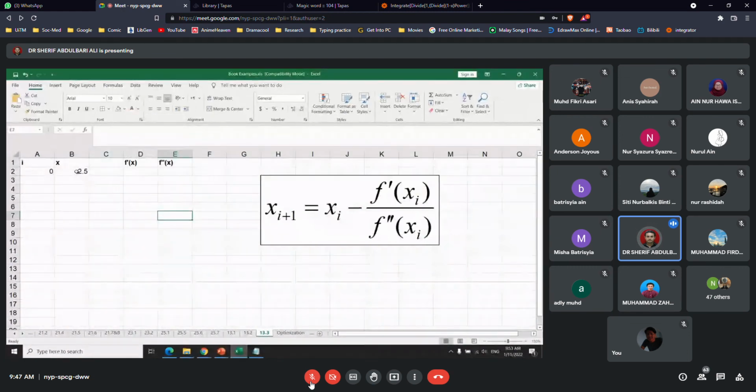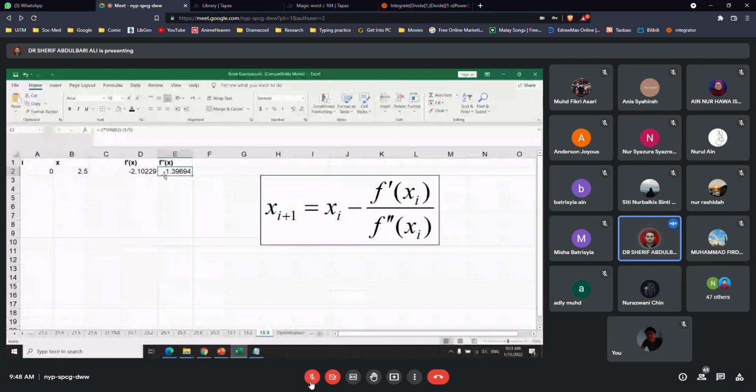So when x is equal to 0.25, the first derivative of the function will be equal to negative 2.10, and the second derivative of the function will be equal to negative 1.3.